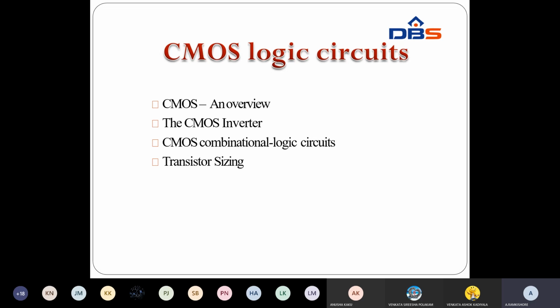In unit one, we'll discuss CMOS logic. CMOS stands for complementary metal oxide semiconductor logic. The basic building block for this subject is the EDC subject, electronic devices and circuits, which you should have learned.